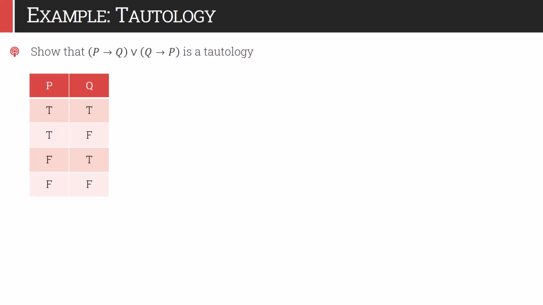Show that P entails Q union Q entails P is a tautology.